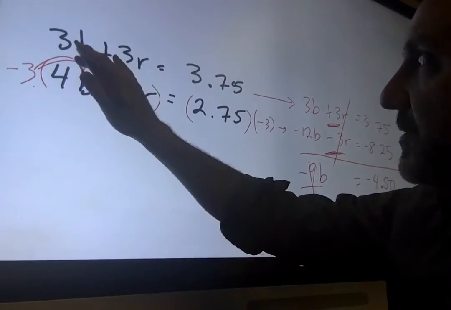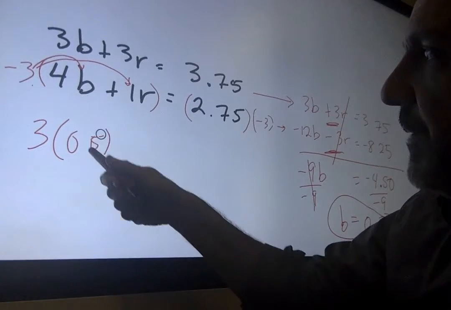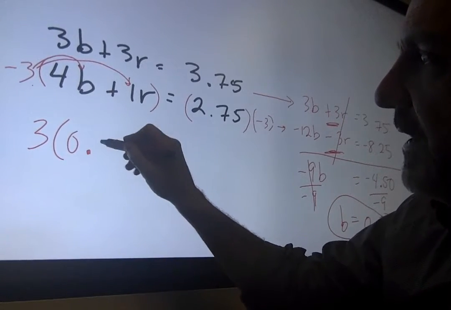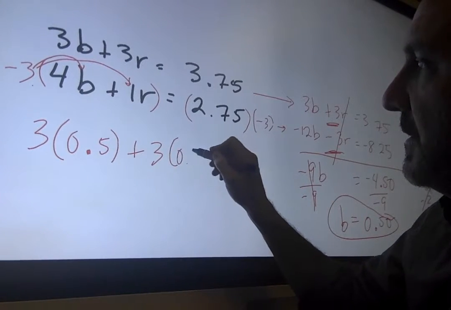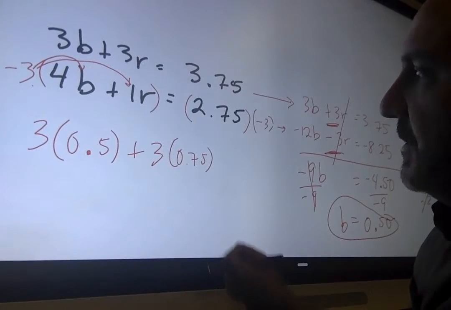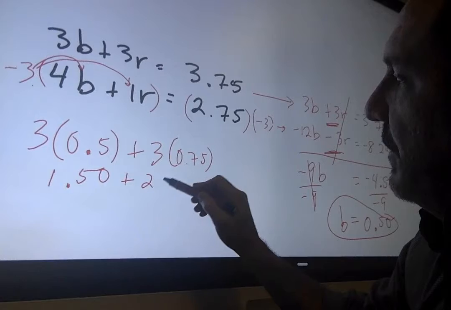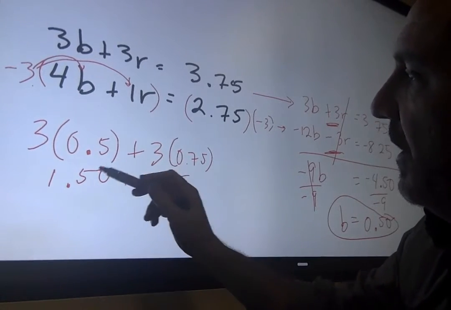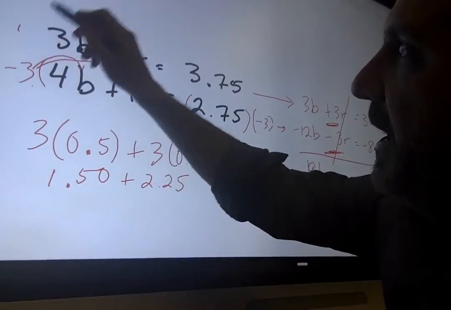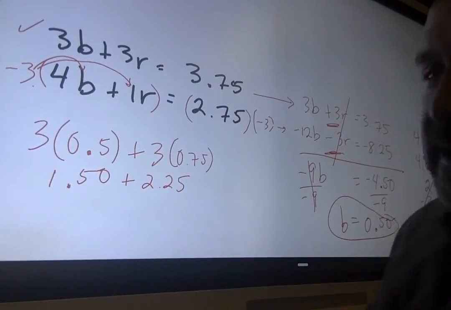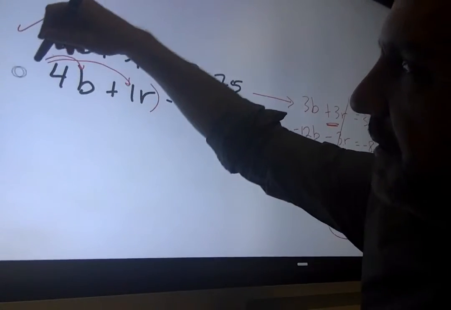So 3 pounds of bananas at 50 cents a pound. I can just write that as 0.5, half a dollar. All right, 3 times 75 for the oranges. All right, that's $1.50 for my bananas. That's $2.25 for my oranges. And $1.50 plus $2.25 adds up to $3.75. So that's a check, right? I checked my numbers in that equation. I can check that off. Let me check now in the second one.